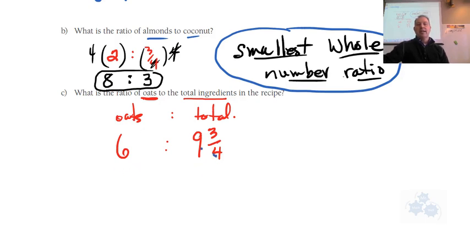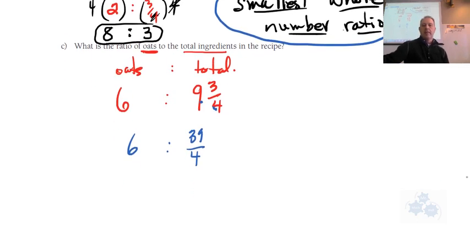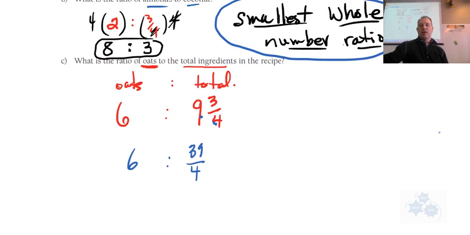So let's change that. 4 times 9, that's going to be 36, right? What's 36 plus 3? 39. So it's going to be 39 over what? 4. Okay? So that's your first step. Let's write it as an improper fraction. And then we're at the same spot that we were in. We're at the exact same spot we were in.